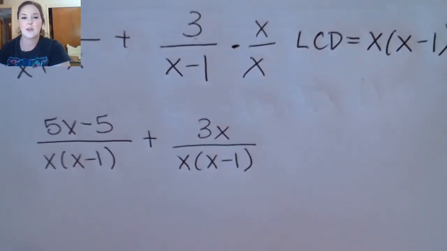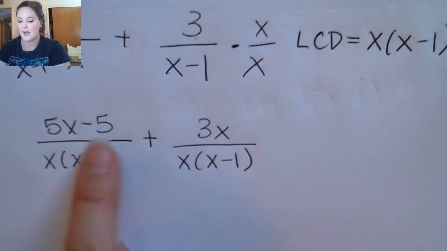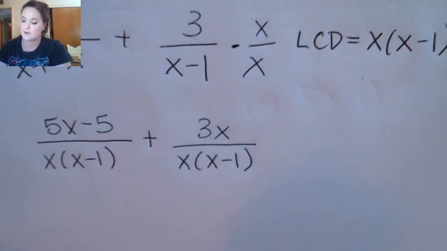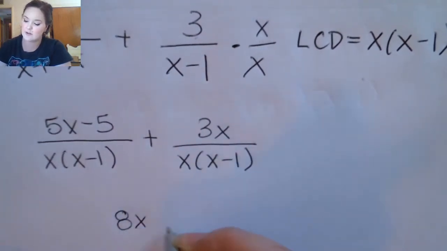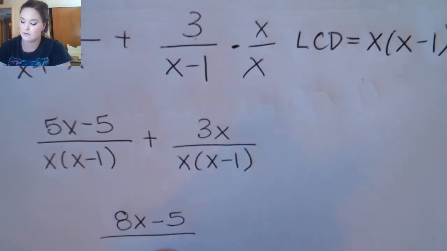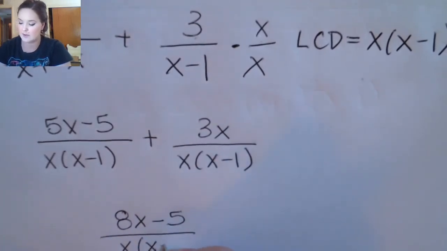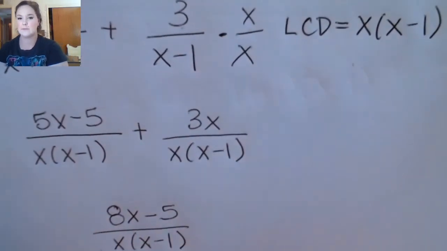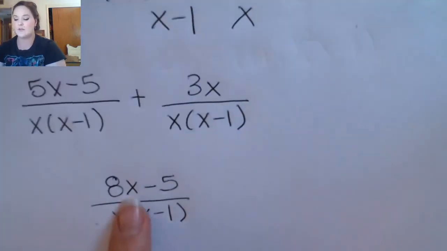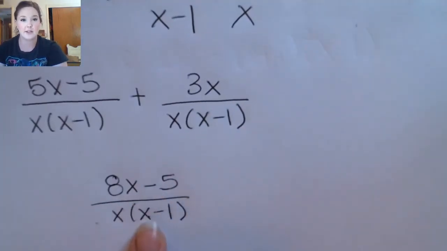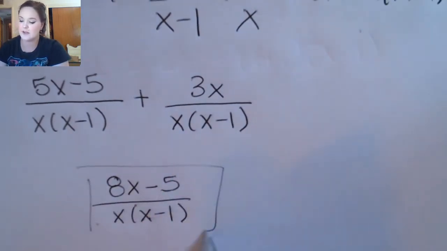Okay, so now that I do have common denominators, I can add the numerators. So 5x plus 3x is 8x minus 5 over x times x minus 1. Okay, now if this factors, you should factor it and try to simplify, but it doesn't factor. Okay, so that means this would be our final answer.